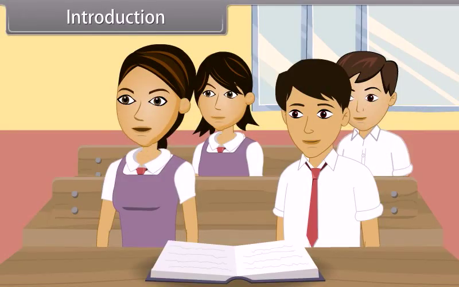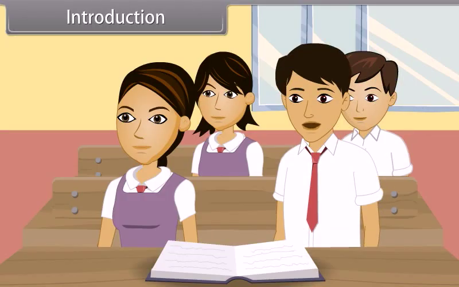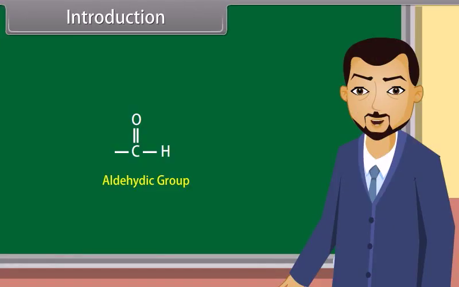Teacher, what are aldehydes? Aldehydes are the organic compounds containing the aldehydic group at the end of a hydrocarbon chain. What is aldehydic group, teacher? Aldehydic group is a functional group defined as CHO.